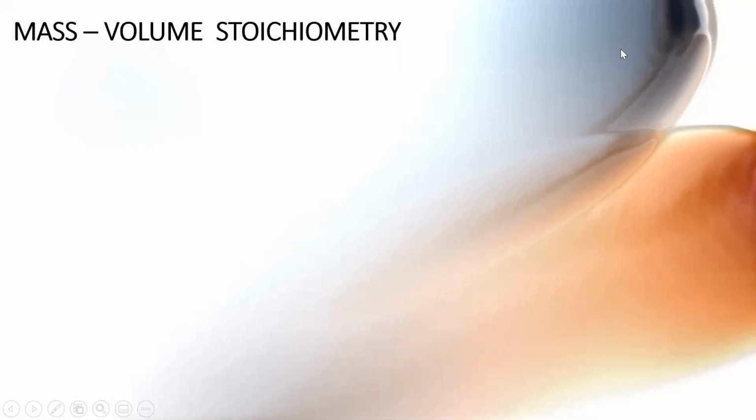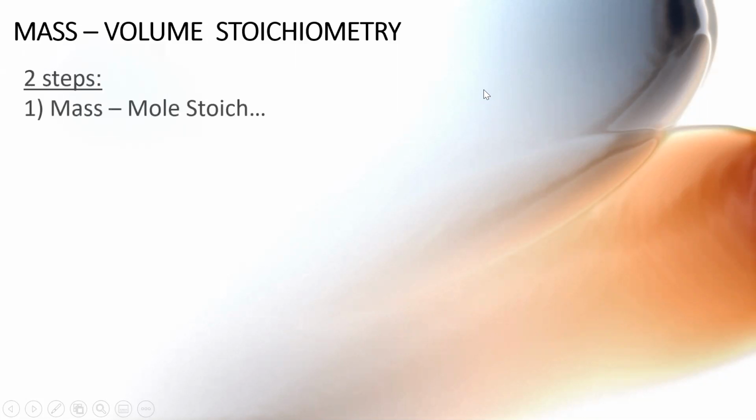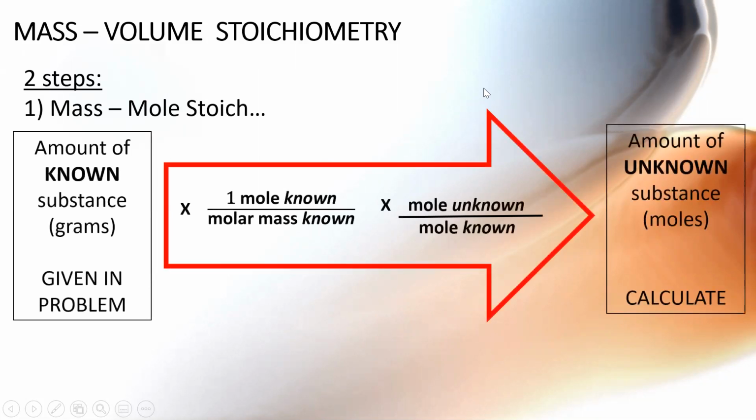So our last type of stoichiometry is mass to volume. It's kind of just flip-flopped, okay? Same style of what you just did, just slightly backwards, if you will. So once again, 2 steps. You're first going to do mass to mole stoichiometry. So you're going to take your mass in grams divided by the molar mass of the known times the mole ratio. You're then going to get moles of unknown.